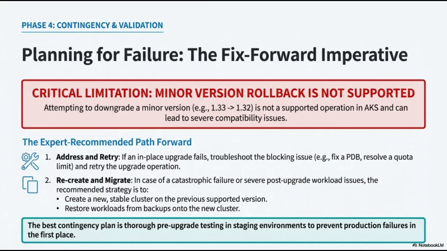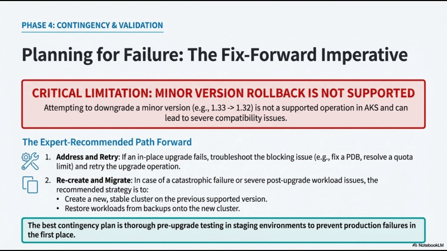First, address and retry. If an in-place upgrade fails, troubleshoot the specific blocker, such as a quota limit or a pod disruption budget, resolve it, and then retry the upgrade operation. Second, recreate and migrate. In the event of a catastrophic failure, the strategy is to spin up a new, stable cluster on the previous supported version and restore your workloads from backups onto that new cluster.